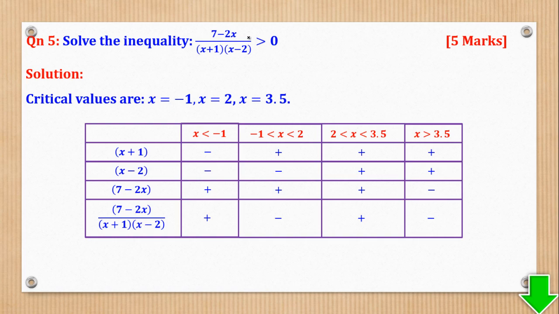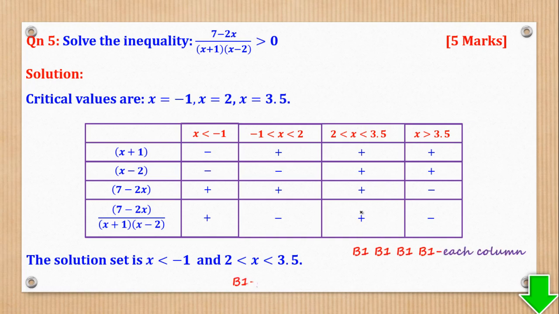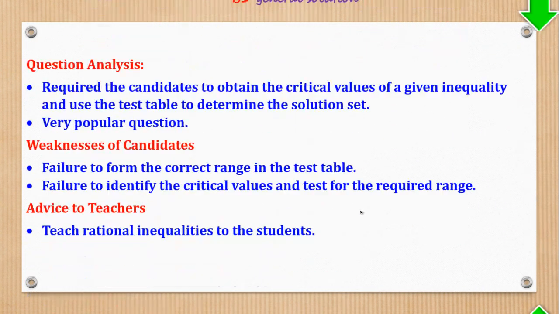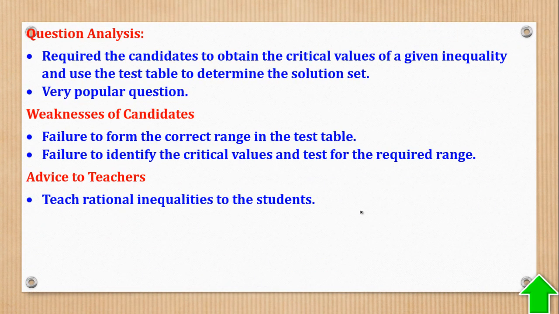Now, getting the solution set, do you see this? It is greater than, meaning positive. Greater than 0 means positive. So I look for everywhere where there is positive, and that is what is required. That's how we could get the 5 marks. So that was under question analysis.